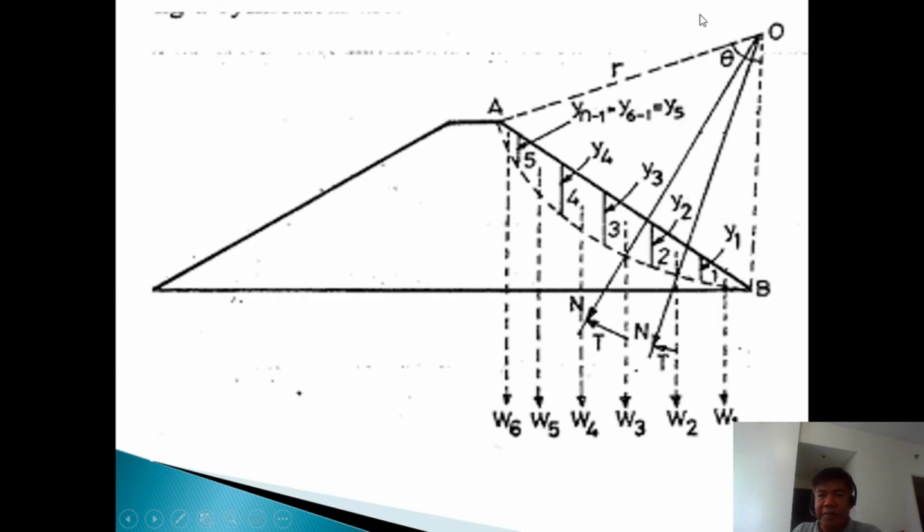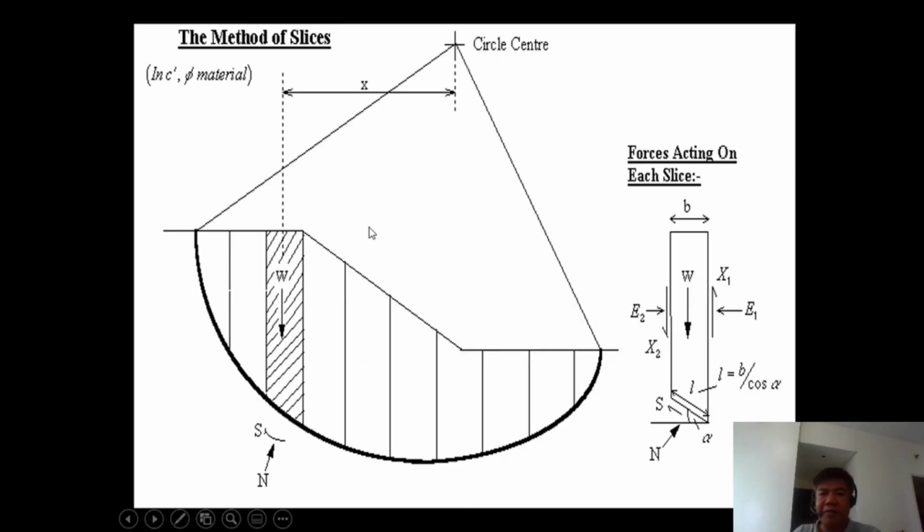So yes, this is the diagram. If you can see, you have the different slices, 1, 2, 3, 4, 5, and the last is the sixth one. So you have the weight there. In this curve, you have the effect of the soil reaction here. There is a diagram here in terms of the normal, so this is the normal, and you have the tangential force on that part. So this is a sample of the method of slices.